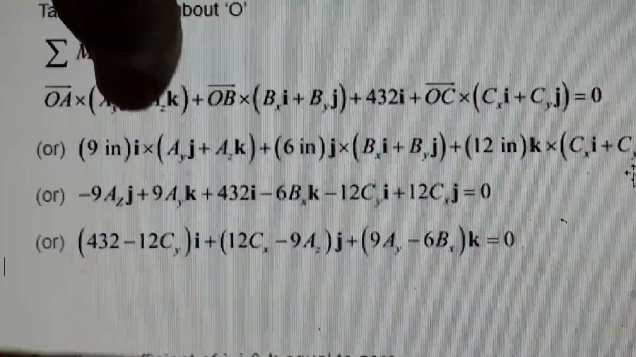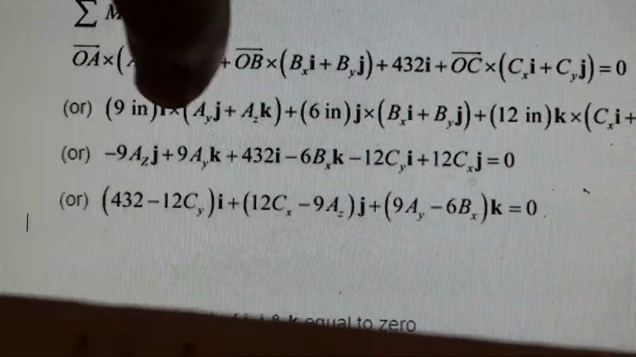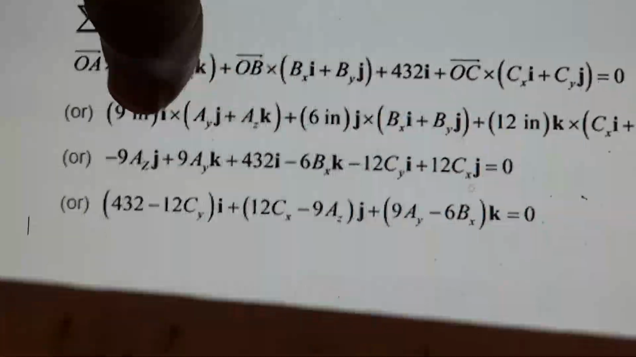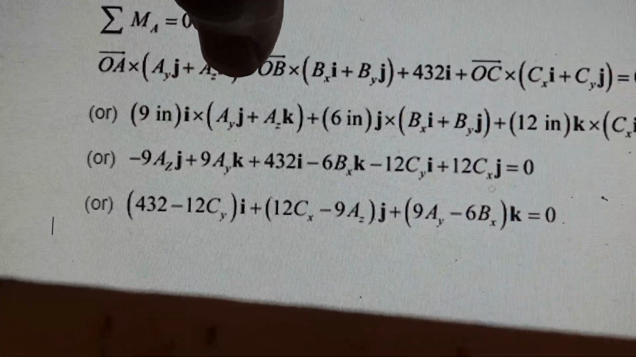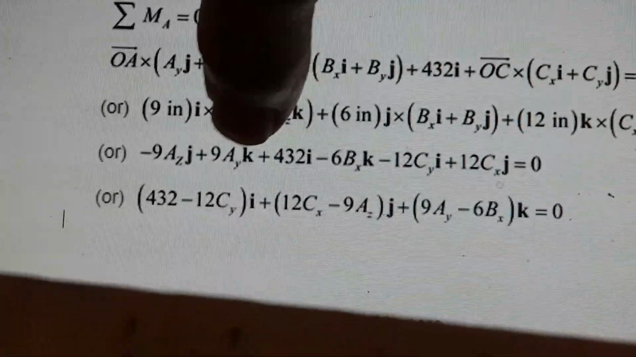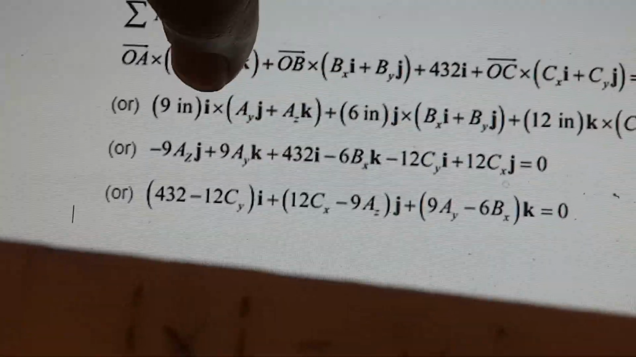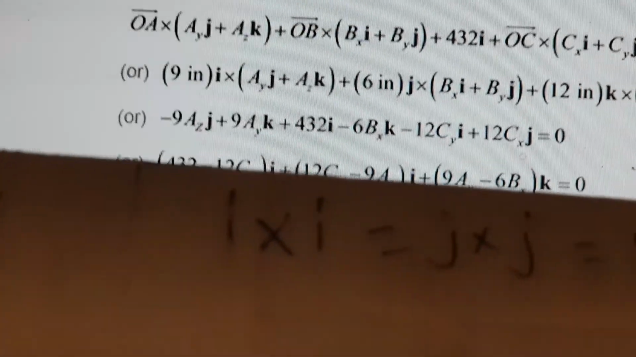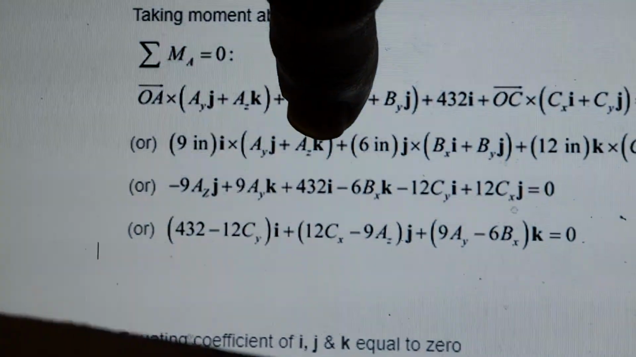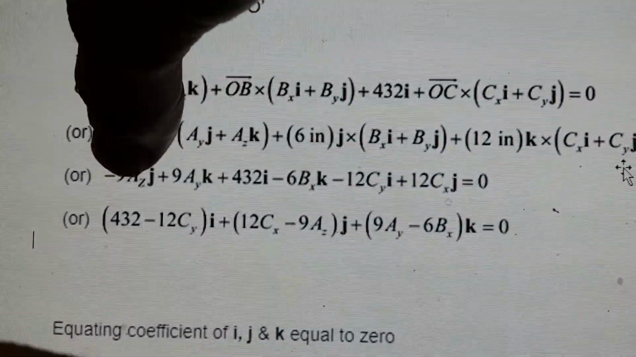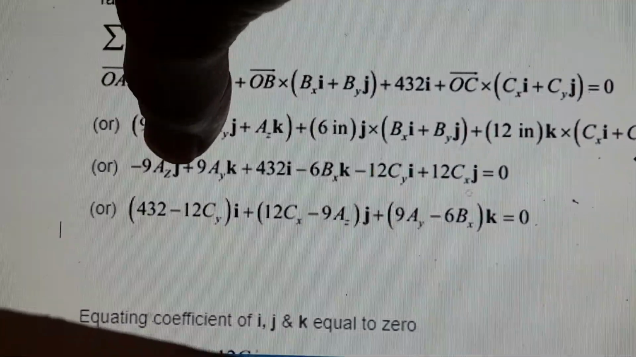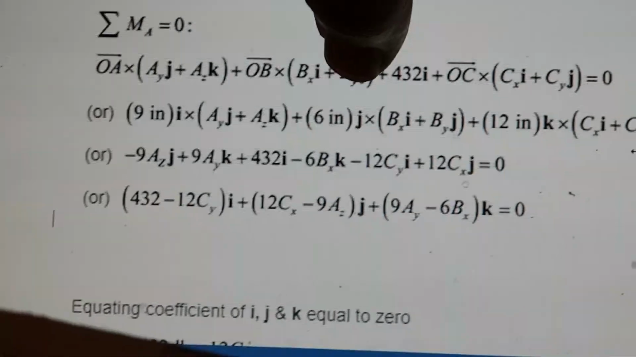I times J is K, cross J. So 9 AY times I cross J is K, so 9 AY K. Now, I times K. Look at this, K times I is J, so I times K is minus J. So 9 AZ minus J. So minus 9 AZ J. Okay, let's go for the next one.